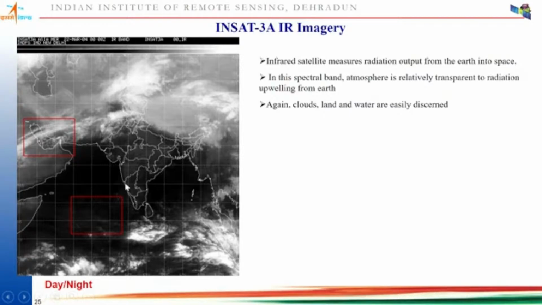Now here we can see the coastline is also separable. The land and ocean are separable. The clouds are separable. So the infrared imagery helps to see the pattern of the clouds and different types of clouds, but the texture of the clouds cannot be ascertained. The texture we can see from the optical imagery. The rest is easily identifiable: the low clouds, high clouds, and the temperature of the clouds can be easily identified.